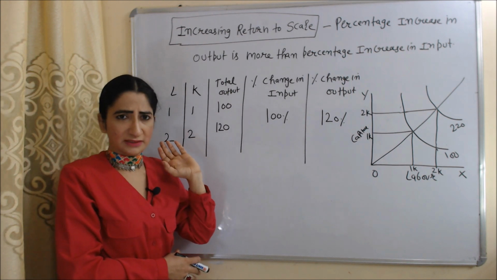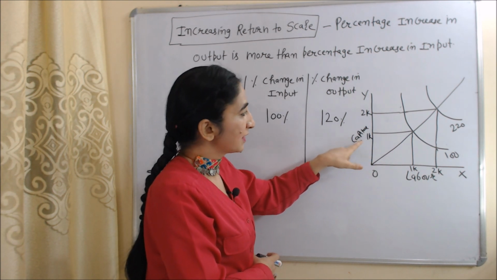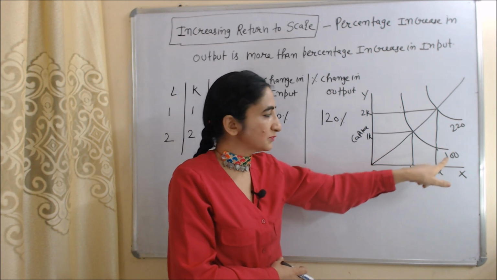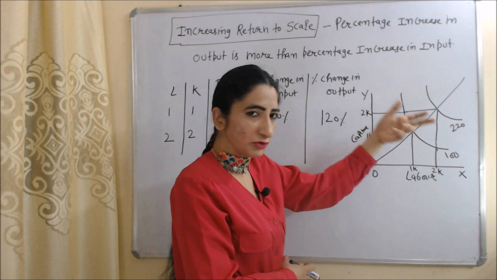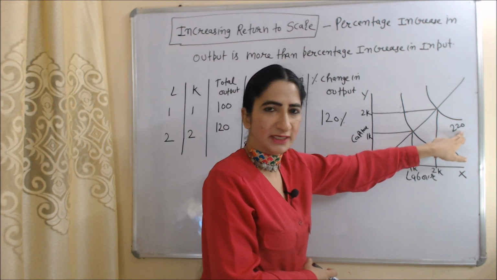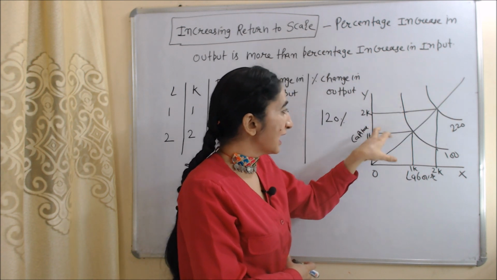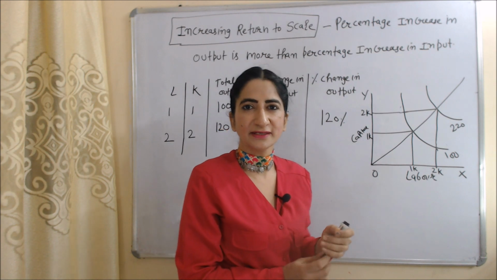Same thing you can see in this diagram. On the x-axis we have labor and on the y-axis we have capital. One capital and one labor are giving 100 units of output. But as we increase our labor and capital from 1 to 2, our output increases from 100 to 220 units. So here you can see the percentage increase in output is more as compared to the percentage increase in input. So it will be called increasing return to scale.